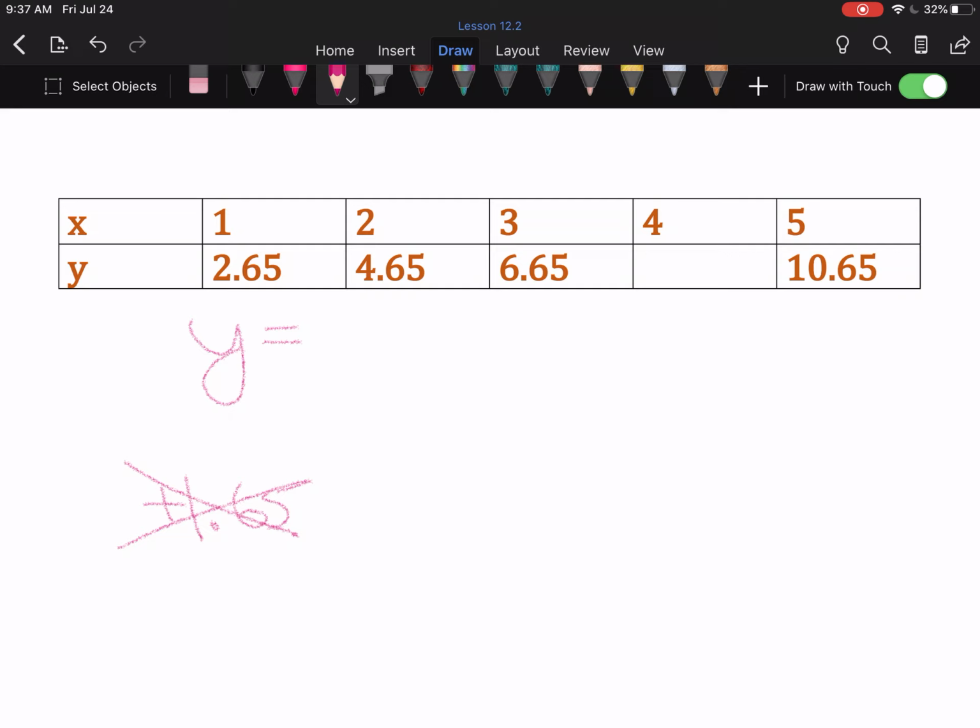So what are we doing? We are multiplying by 2. So if it's just x, it's 2x. And we are putting on a 0.65. So we are adding a 0.65. To put something on like this mathematically means we're just adding it. So what's missing? Well, 4 times 2 is 8, and put on the 0.65.